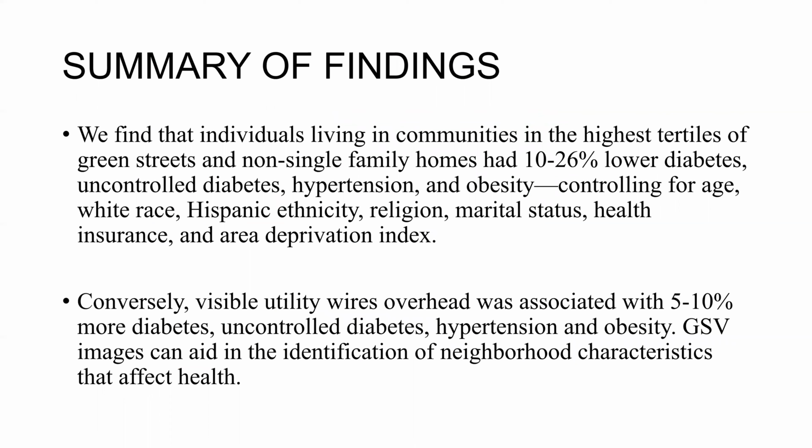So for green streets and non-single family homes, that's generally associated with lower chronic conditions, so diabetes, uncontrolled diabetes, hypertension, and obesity, controlling for some predisposing characteristics. And conversely, we see visible utility wires associated with more diabetes, uncontrolled diabetes, hypertension, and obesity.